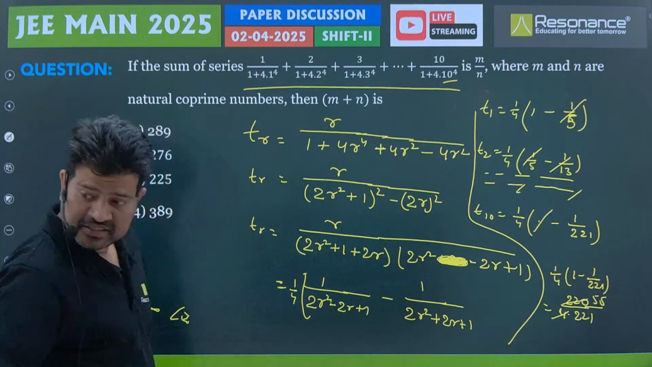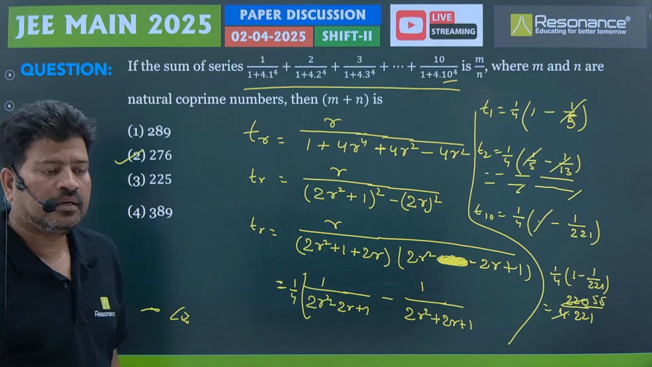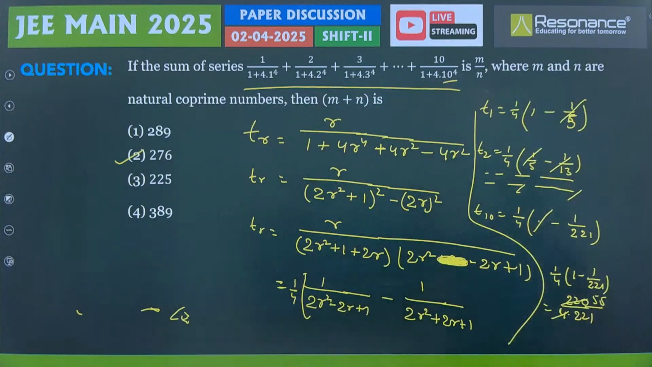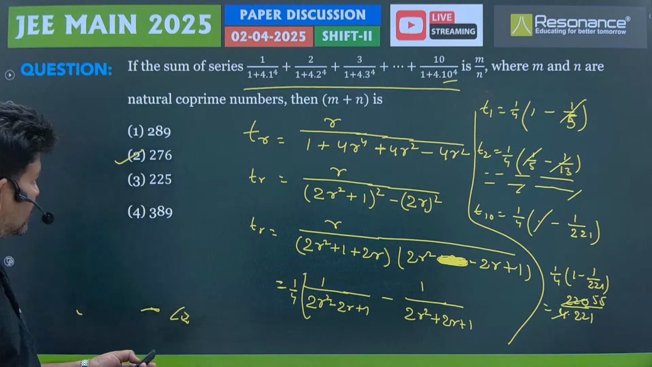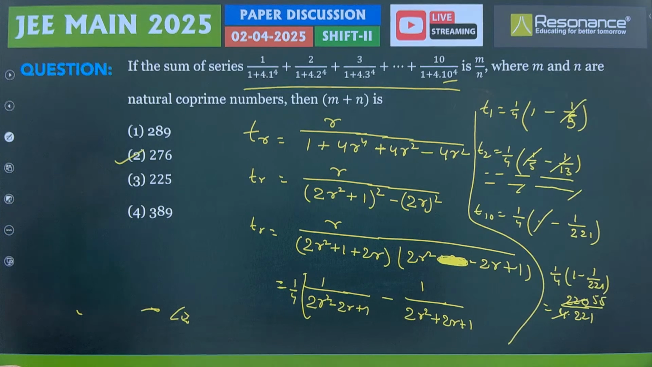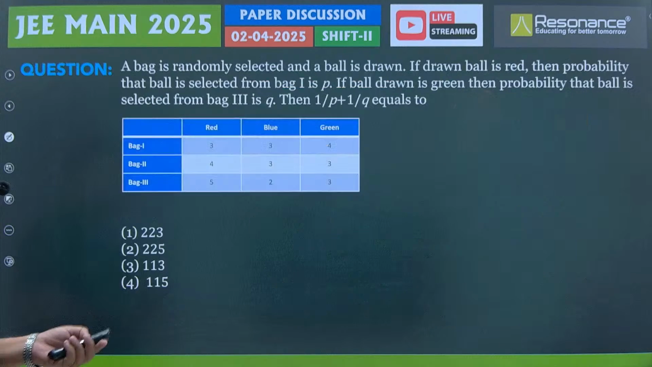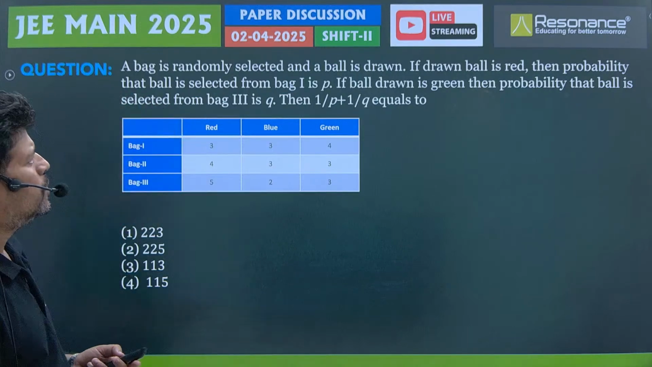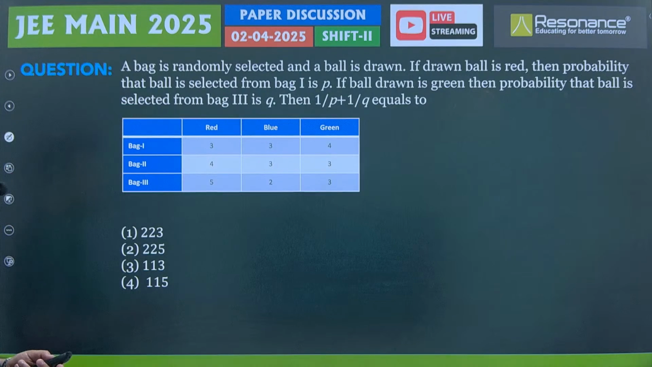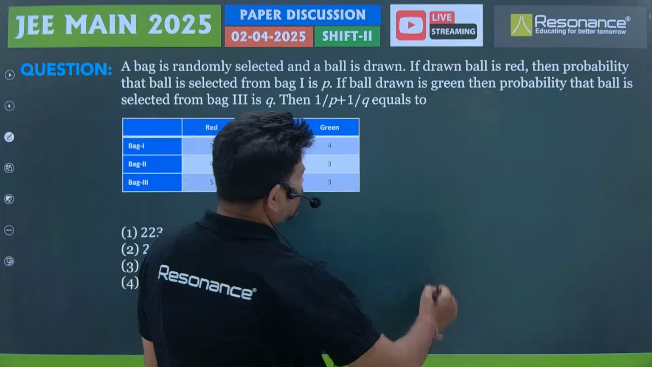Yeah, next sum we can see. Good sum, this one. Probability sum is there. A bag is randomly selected and a ball is drawn. If the drawn ball is red, then the probability that the ball is selected from bag 1. So bag 1 selected. So what things will come?